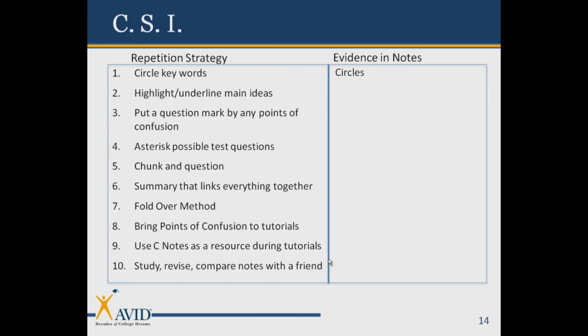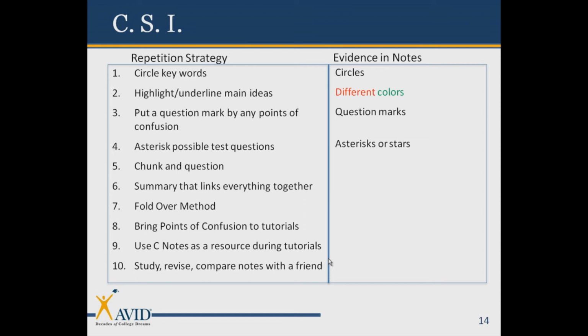I should be able to see some circles. Underlining or highlighting our main ideas, maybe we're doing that in different colors. That's an easy way to have evidence that we're using repetition. Maybe putting a question mark by our points of confusion, I should be able to see evidence of question marks. If I'm going to asterisk possible test questions, then asterisk or star. Okay, those are the easy ones.